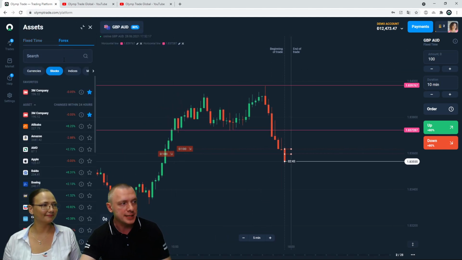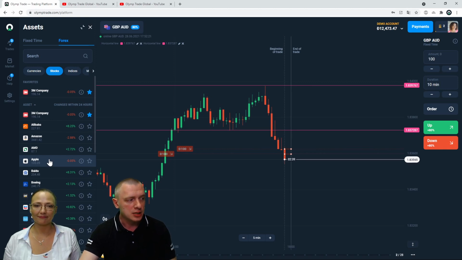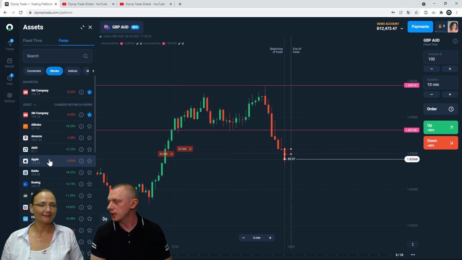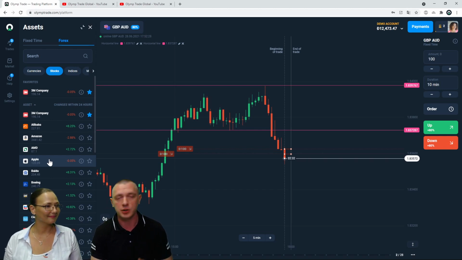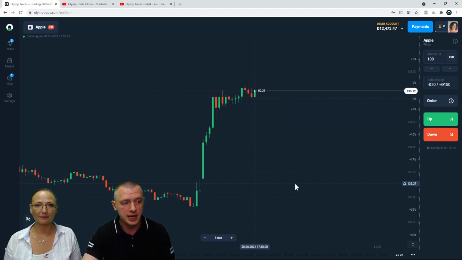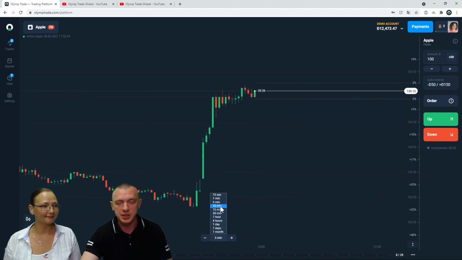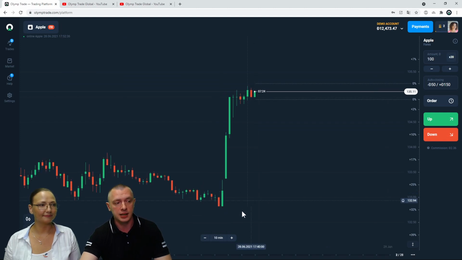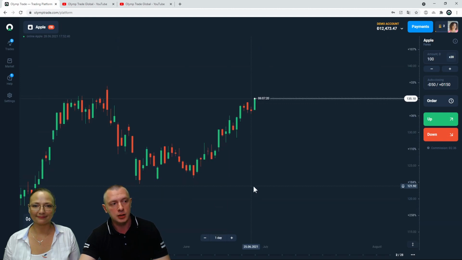While we are waiting, let's have a look at some other assets. What is really great here is that we can analyze and trade different assets, for example stocks, indices, metals, and so on. So let's look at Apple stocks. Apple is a really famous company, and its stock is really popular. So let's have a look at what's going on on a daily time frame.